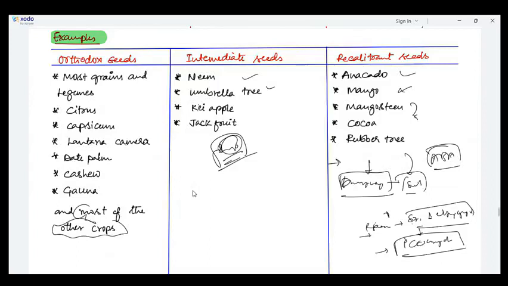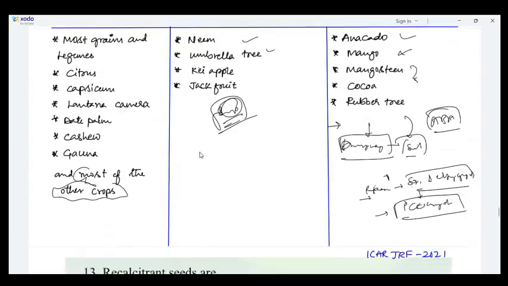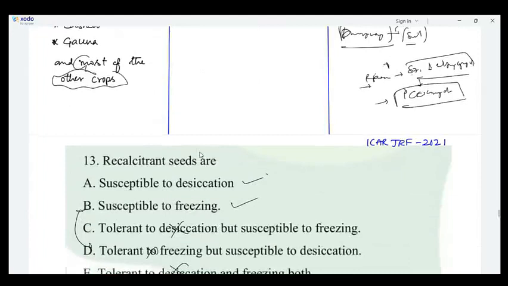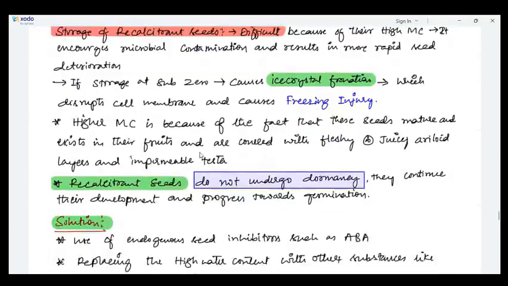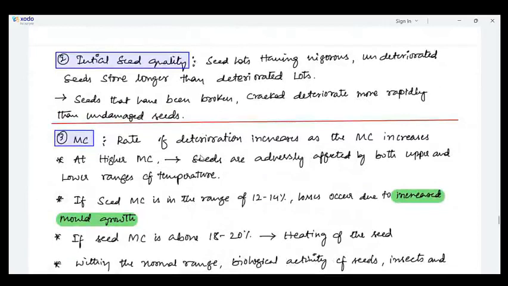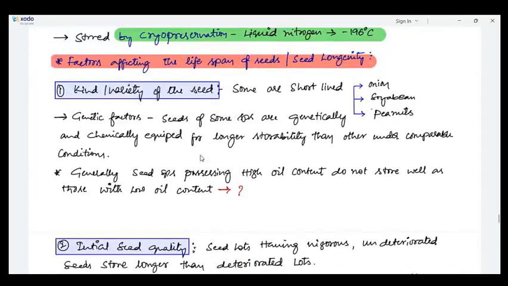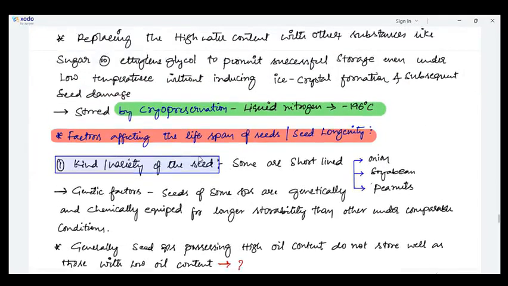Or we have a very common and familiar method of storing these recalcitrant seeds. Can anyone tell me, if you remember, the method that we usually use to store this type of seeds? It is again something related to freezing storage or freezing temperature. Have you not heard about cryopreservation? Cryopreservation is generally carried out in liquid nitrogen at minus 196 degrees Celsius. This is how the recalcitrant seeds can be stored.